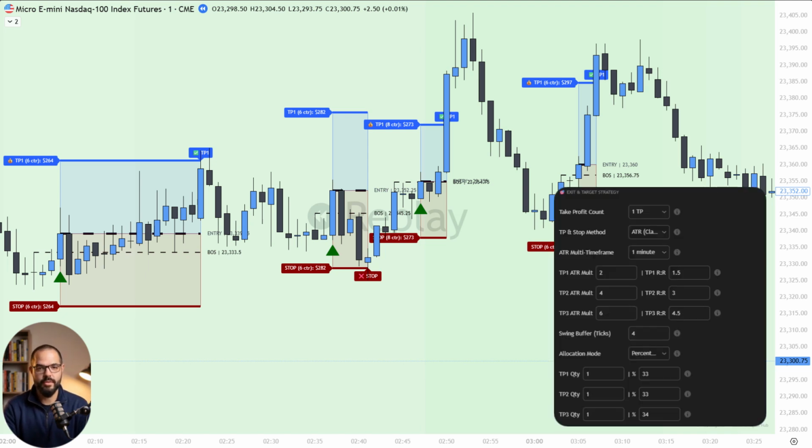When a trade is triggered, the system instantly plots a full roadmap, including your exact entry, 3 take profit targets, and a strict volatility-adjusted stop loss, all calibrated to your specific risk tolerance.